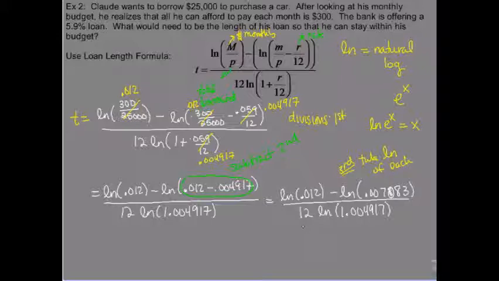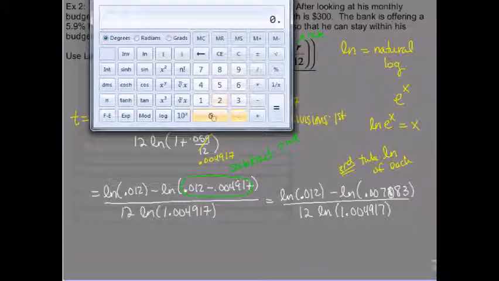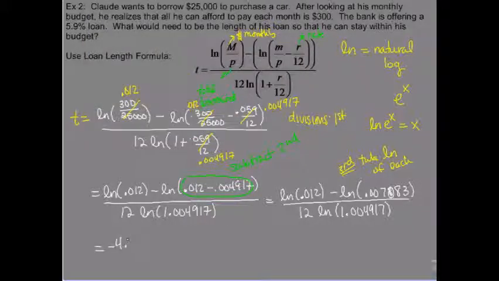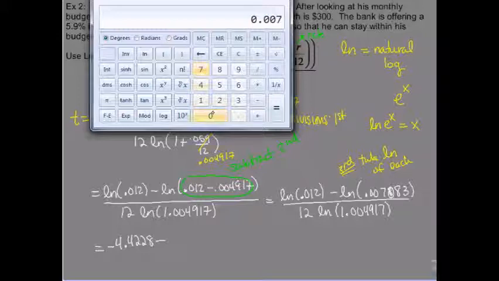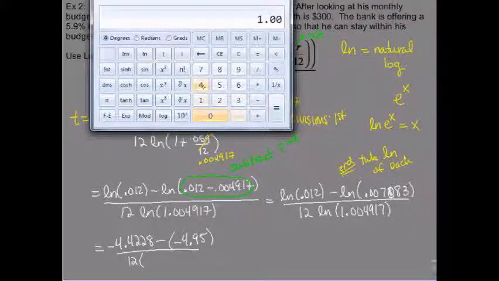Third, we take the natural log of each. So I'll do that here. 0.012, natural log, so I've got negative 4.4228. Minus 0.007083, natural log is negative 4.95, divided by 12 times 0.0049.